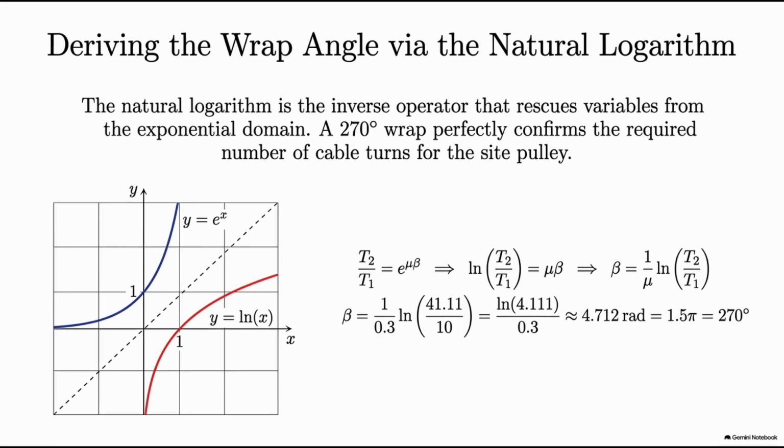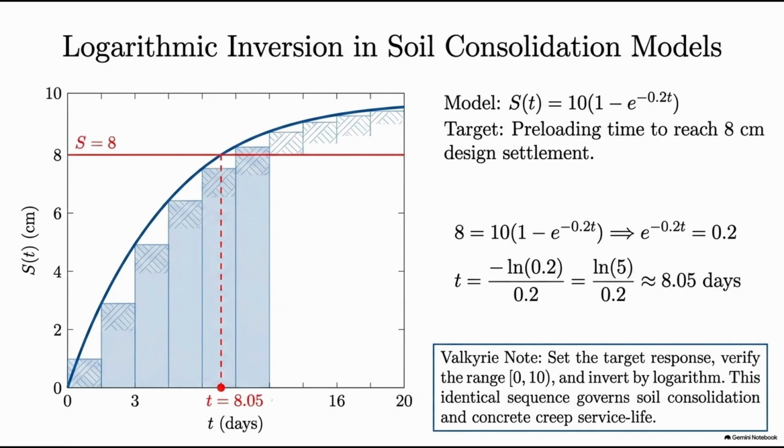Taking the natural logarithm releases the wrap angle from the exponent. Dividing this logarithm by the friction coefficient yields a wrap angle of 4.712 radians, which corresponds exactly to 270 degrees or 3/4 of a full turn around the pulley. Now consider example 2, involving a foundation consolidation settlement model.